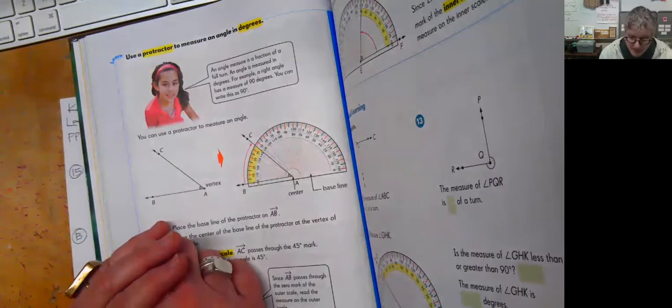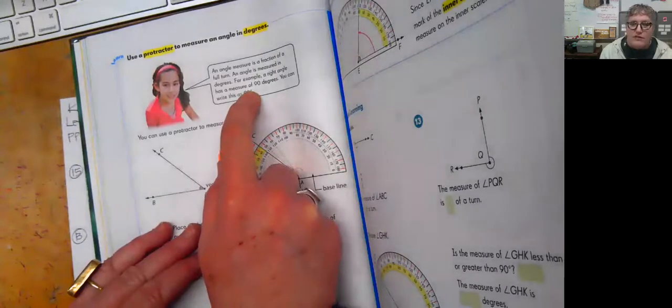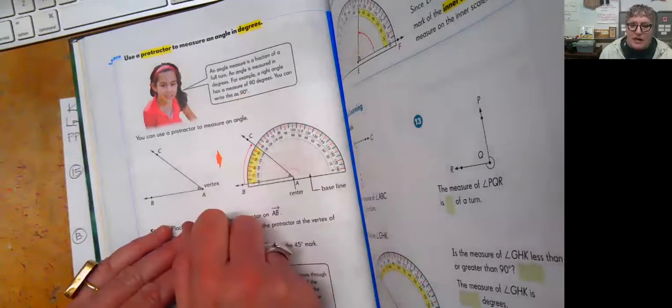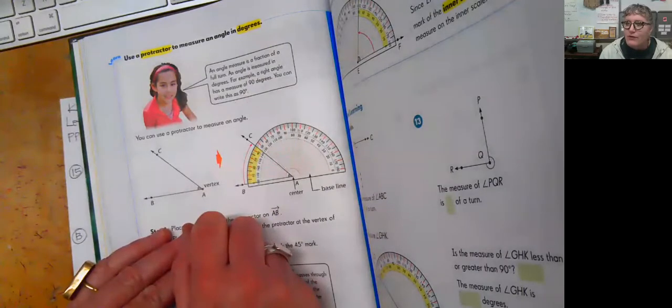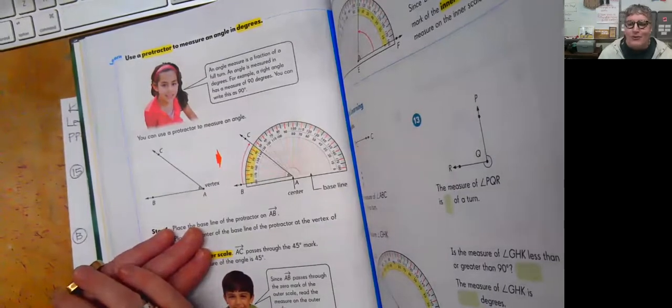You can write this as 90 with a little circle up near the top of the 0, and that means 90 degrees. Now, if you're a skateboarder or a snowboarder, you know about 180s and 360s. And those are geometry terms, right? And so we will talk about those a little bit as we move on.